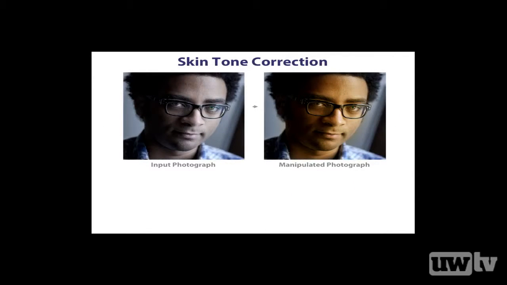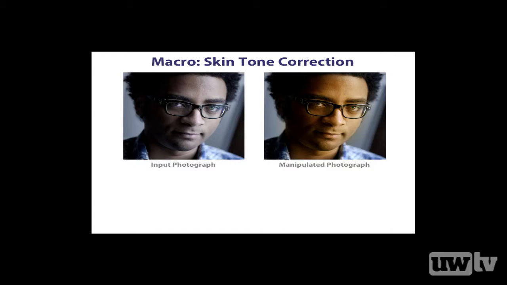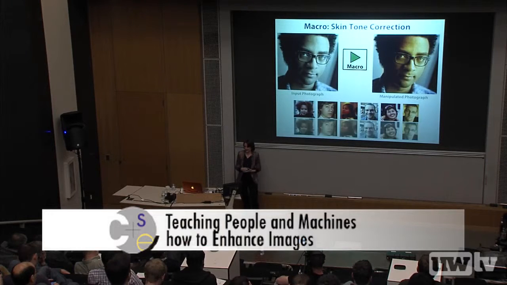And so consider this skin tone correction manipulation. So here the photographer removed the blue cast from the skin. And in some cases, the same manipulation must be applied to a large collection of images. But manually transferring the same sequence of operations to every new image can be very time-consuming. And so tools like Photoshop let users record macros that encapsulate the sequence of operations and parameters that are required to complete the task. And once recorded, the macro can be applied to every new image with a single button click.